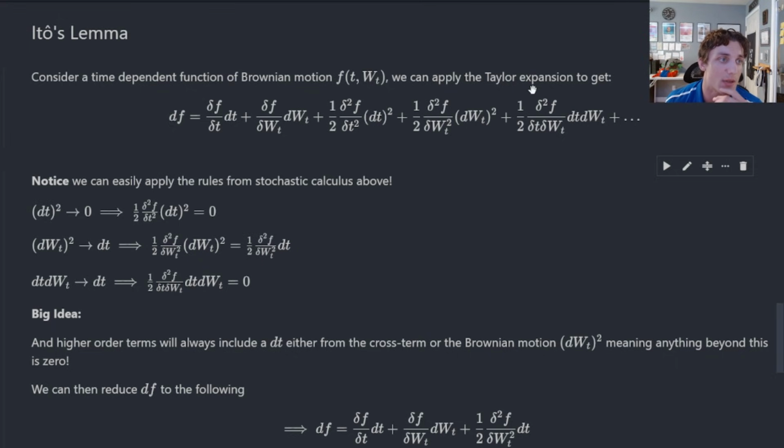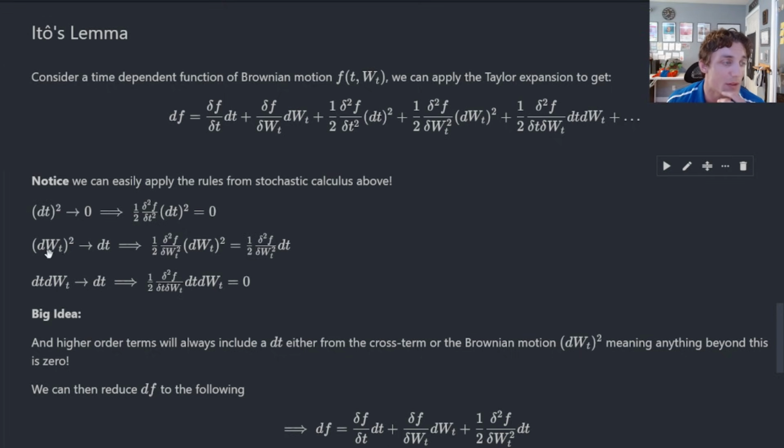So if we apply the Taylor expansion, then we're going to get this differential of the function is equivalent to this series of partial derivatives scaled by their respective differentials. But we know how to handle these differentials now from the original Taylor series in traditional calculus, along with our rules from stochastic calculus. So what can we say about this equation? Well, as dt squared goes to 0, we can simplify this expansion and just say that this term involving dt squared goes to 0. Because remember, we're after the derivative.